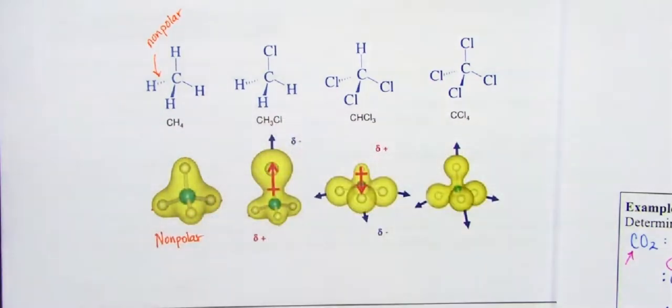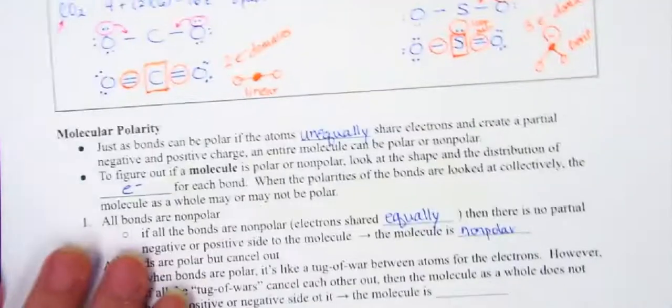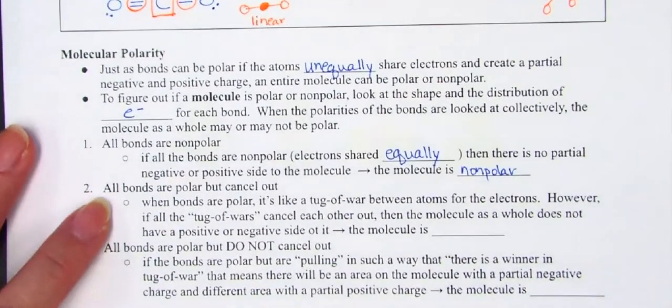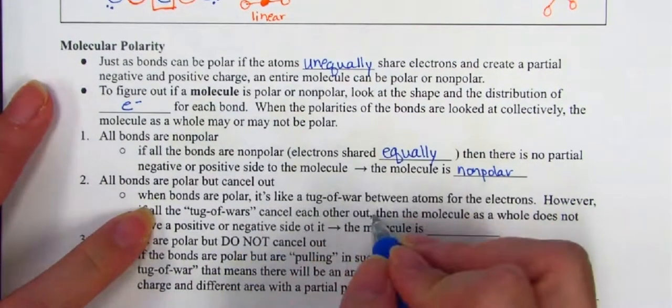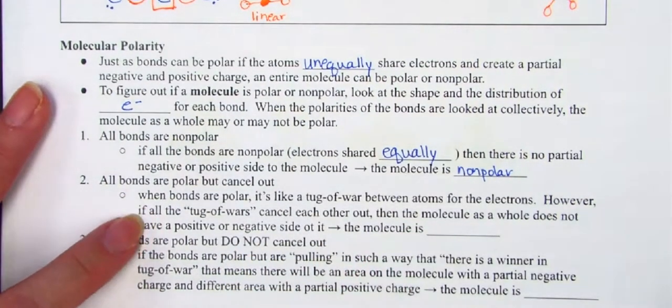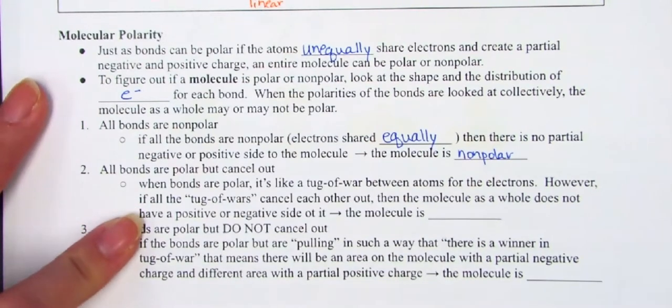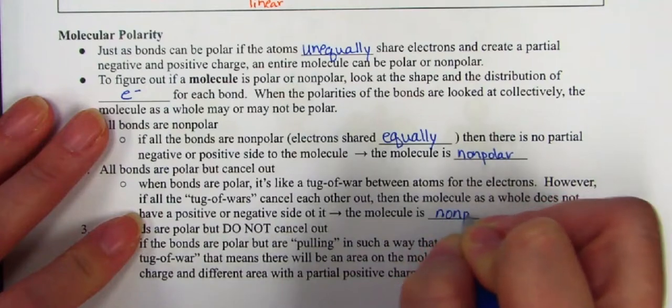Now let's say I do have some polar bonds. So let's say I have polar bonds, but they cancel out. So when my bonds are polar, it's like a tug of war between atoms for the electrons. However, if all of the tug of wars cancel each other out, then the molecule as a whole does not have a positive or negative side to it. And again, the molecule will be nonpolar.